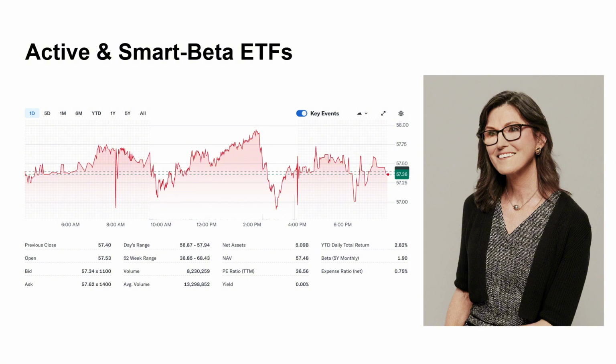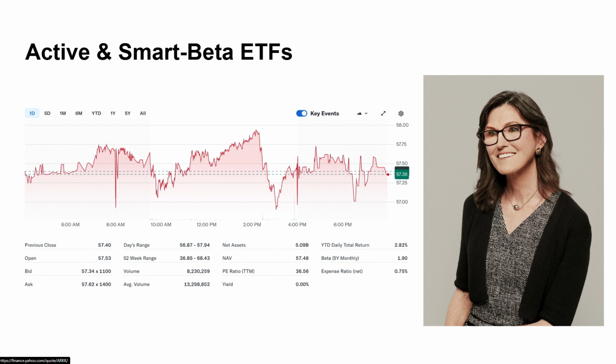There are also smart beta ETFs, sometimes called strategic beta or factor ETFs. These follow a rule-based strategy instead of pure market cap weighting. For example, a smart beta ETF might focus on high dividend stocks, low volatility stocks, or companies with strong earnings growth. One might target value stocks trading below their fundamentals, while another may emphasize momentum stocks that have been outperforming recently. These strategies aim to beat the market or manage risk more effectively than traditional index funds.